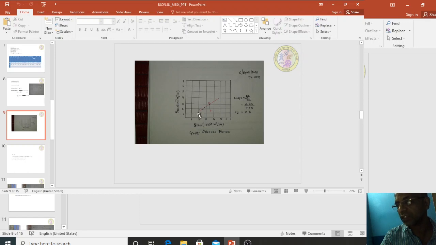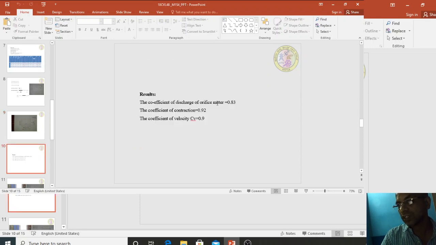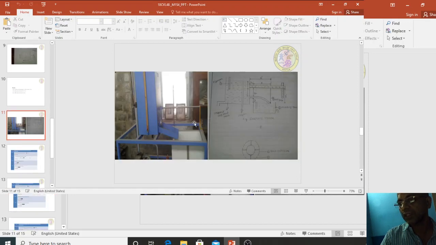Four trials we did. One is 25% inlet valve opening, another is 50% inlet valve opening, another is 75% inlet valve opening, another is 100% inlet valve opening. Corresponding to that, you will get a 4-point best fit curve that you plotted. The slope of that curve will give CD, as I explained here. AB by BC will give the CD value. So the result is coefficient of discharge of the orifice meter is 0.83, coefficient of contraction is 0.92, coefficient of velocity is 0.9.